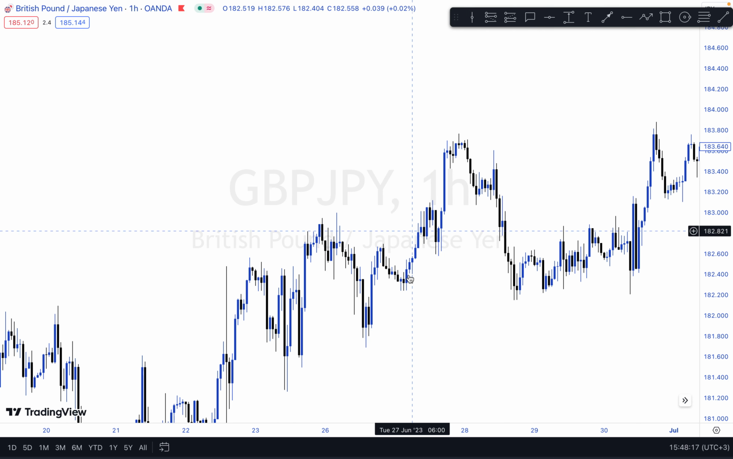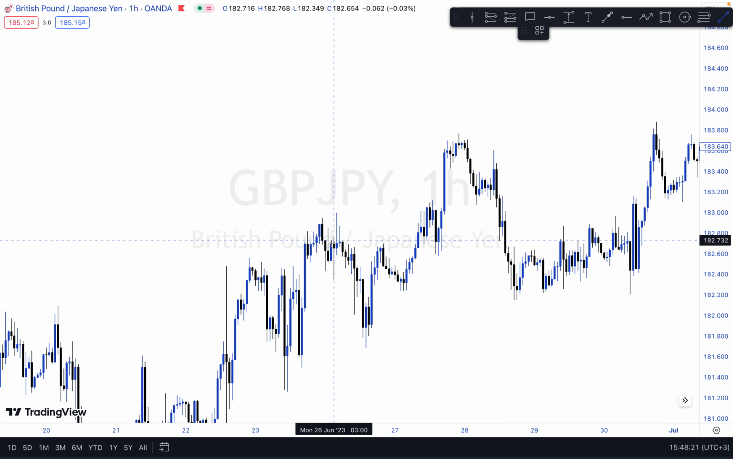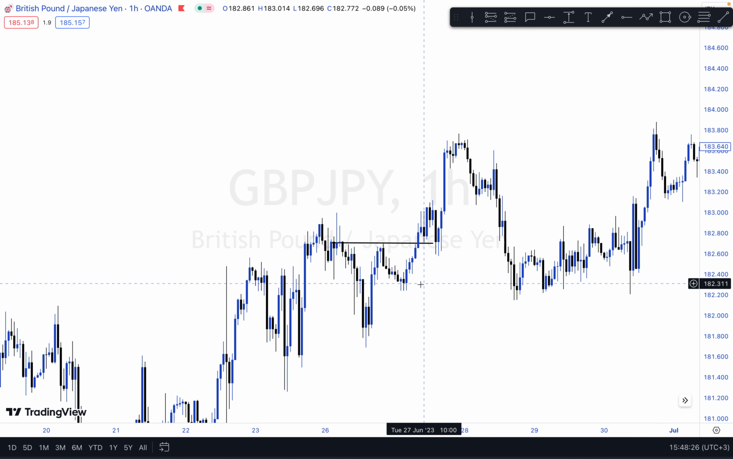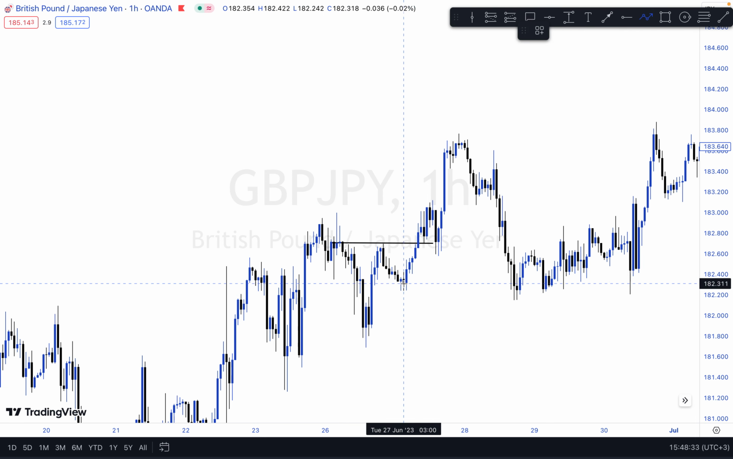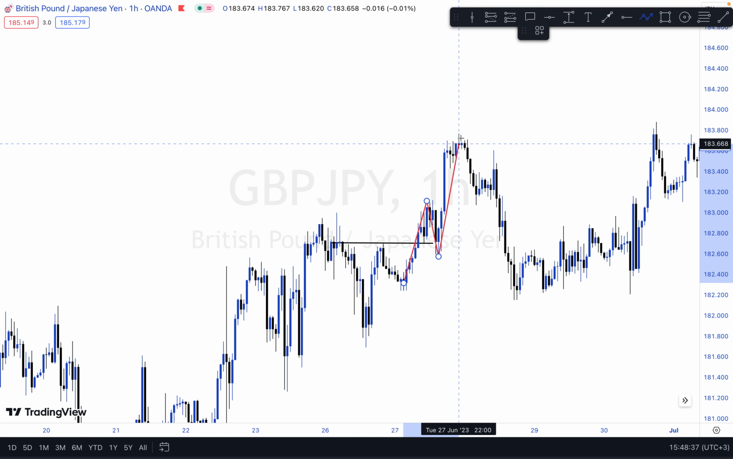Yeah, this is another one. We have the neckline over here. It's trying to look like a head and inverted shoulders, you know, the left shoulder and the right one. I'm not really concerned about that. There's a breakout, retest, and then we go to the next resistance.